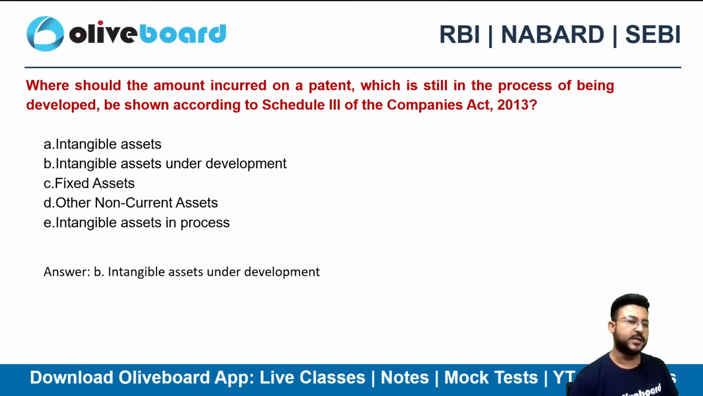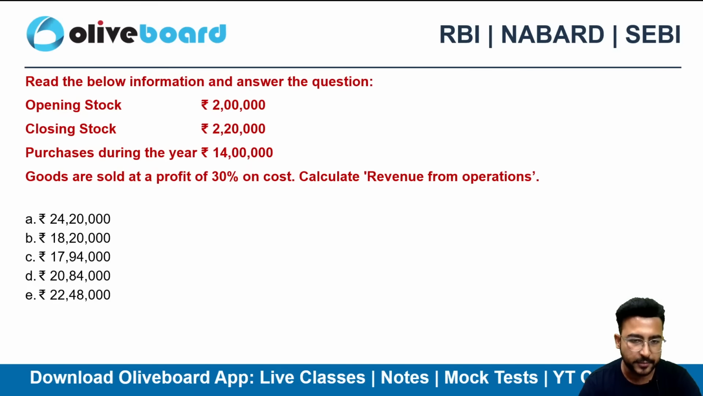Intangible assets under development. Now have a look at the following data. Read the below information and answer the question. Opening stock 2 lakh, closing stock 2 lakh 20,000. Purchases during the year are 14 lakh rupees. Goods are sold at a profit of 30% on cost, and you need to calculate the revenue from operations. A very simple one. Just a basic understanding of accounting is required to solve this question.